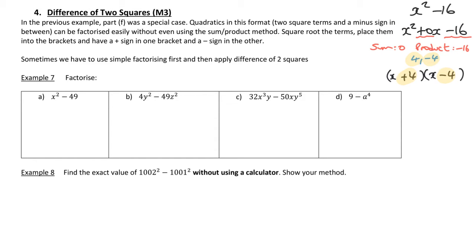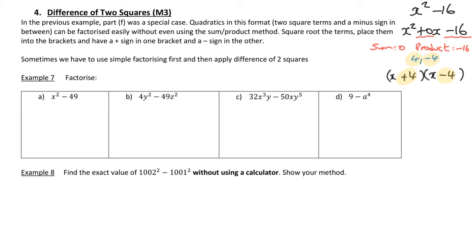And essentially if we look at it, the two brackets are exactly the same, only one's a plus and one's a minus. And the first term of each bracket is the square root of x squared. And the second term of the bracket is the square root of the 16. So if we have anything of the form of two square terms being taken away, then the brackets are going to be the same, and each term of the bracket is going to be the square root.